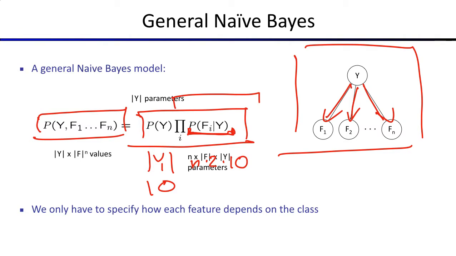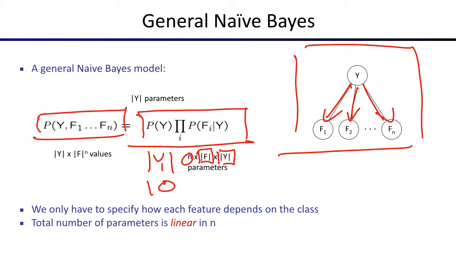Or sort of more generally, erase this. N features times the number of values each feature can take on times the number of labels. So what we've ultimately wound up with here, and this is really crucial, is a model that only requires a number of parameters linear in the number of features to specify it.